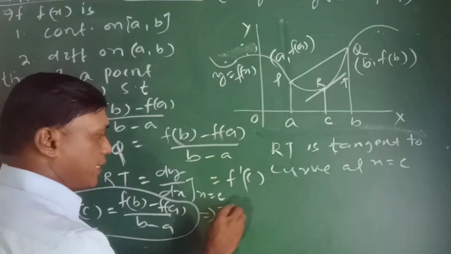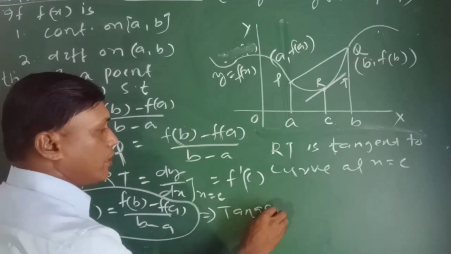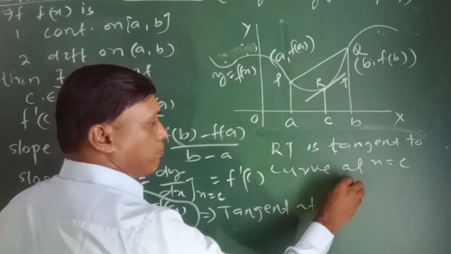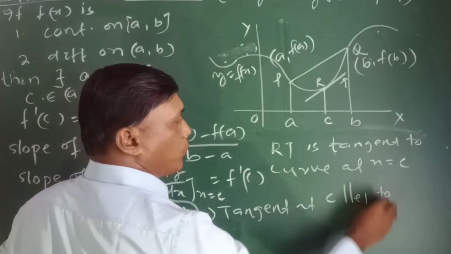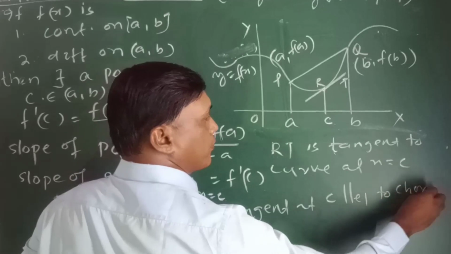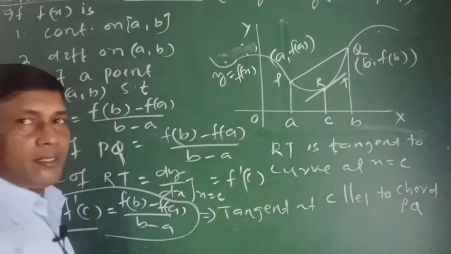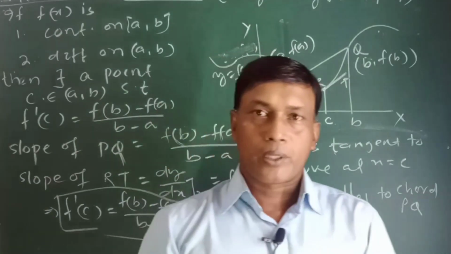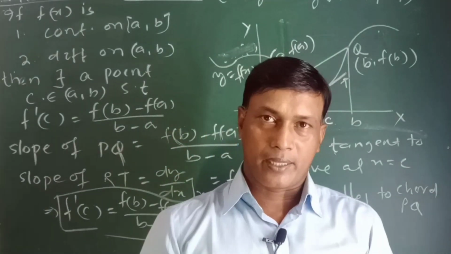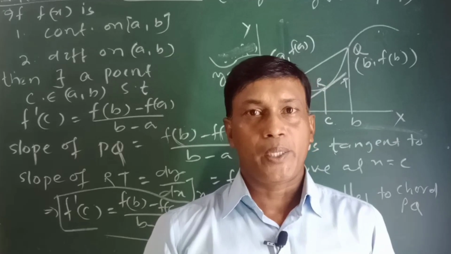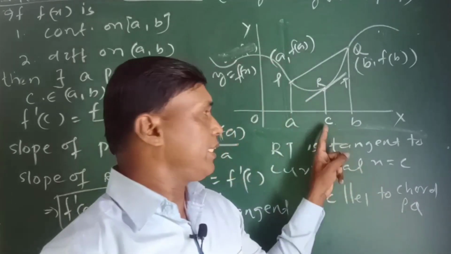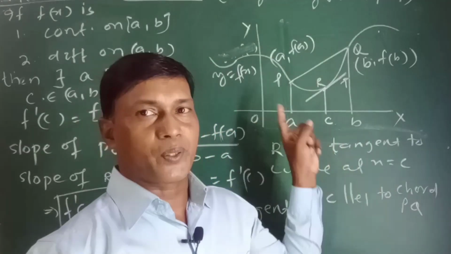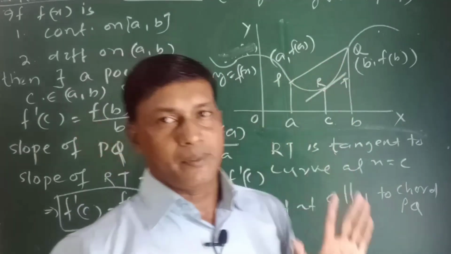So the tangent at C is parallel to chord PQ. So this is the geometrical representation of the mean value theorem. In Rolle's theorem, the tangent at C is parallel to the x-axis, but here the tangent is parallel to the chord joining P and Q.